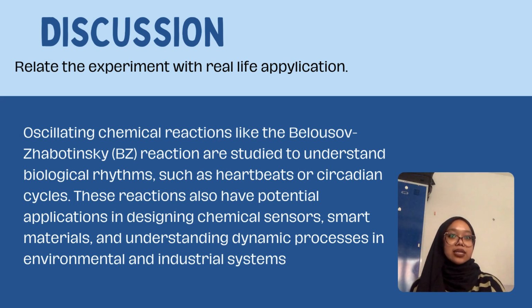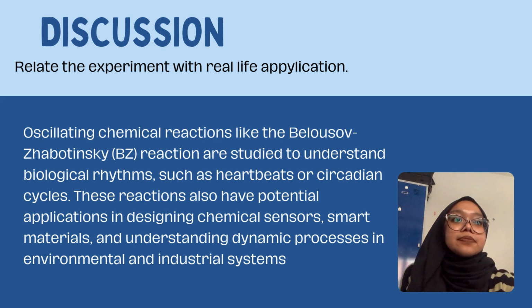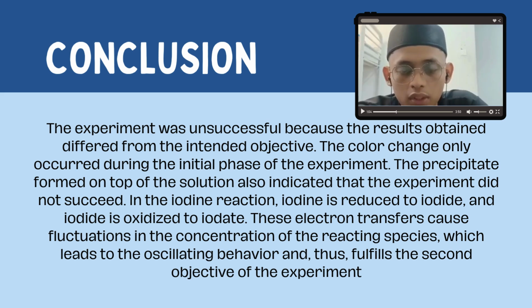The experiment was unsuccessful since the result is different from the objective because the color change only occurred during the initial phase of the experiment. The precipitate formed on top of the solution also indicates that the experiment was not a success.